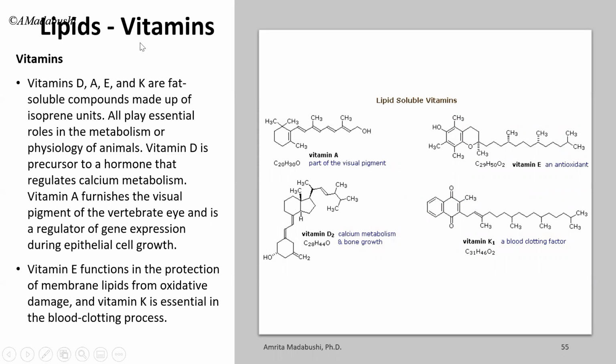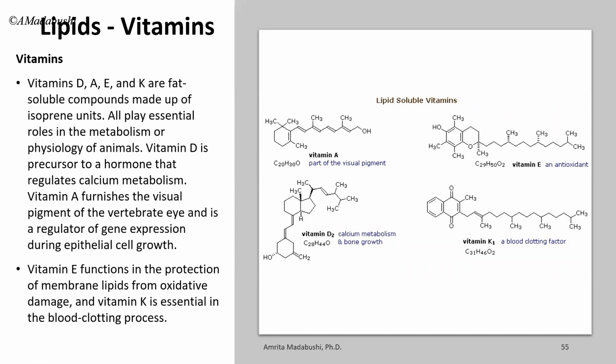Lipids as vitamins. Yes, lipids do play an important role as fat-soluble vitamins. Vitamins D, A, E, and K are fat-soluble compounds, and they're made up of isoprene units. On the right-hand side, in this white block, is the structure. Vitamin D is a precursor to a hormone that regulates calcium metabolism, and we're going to study a lot more about hormones in probably the last module.